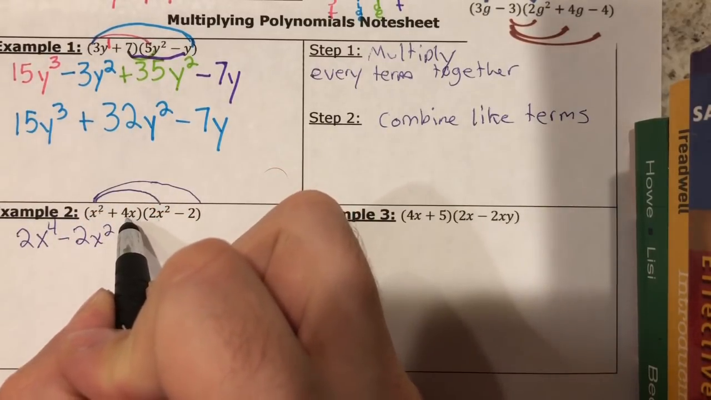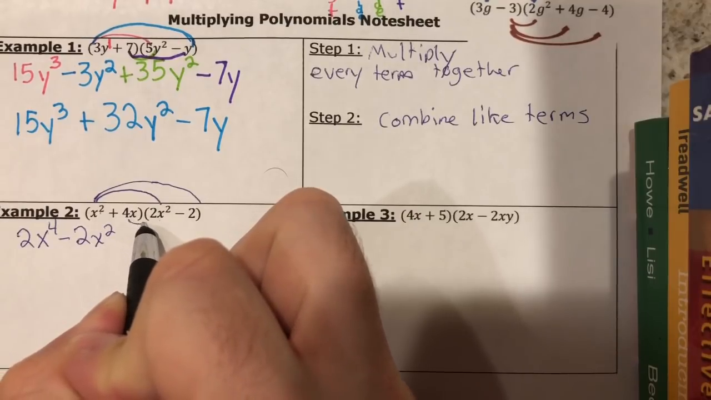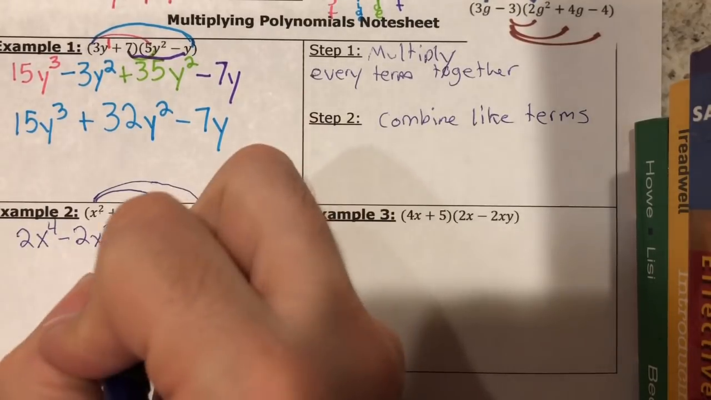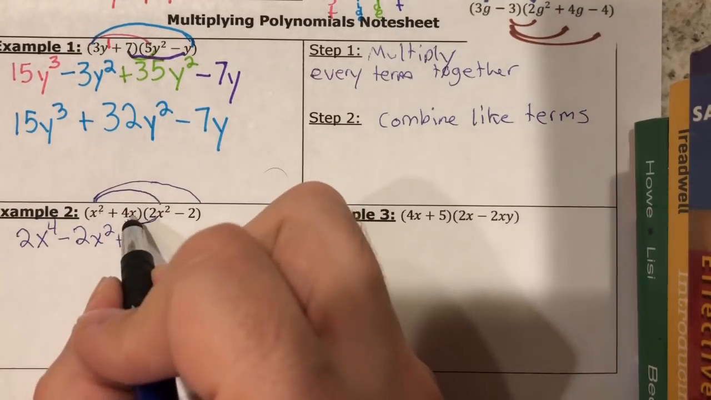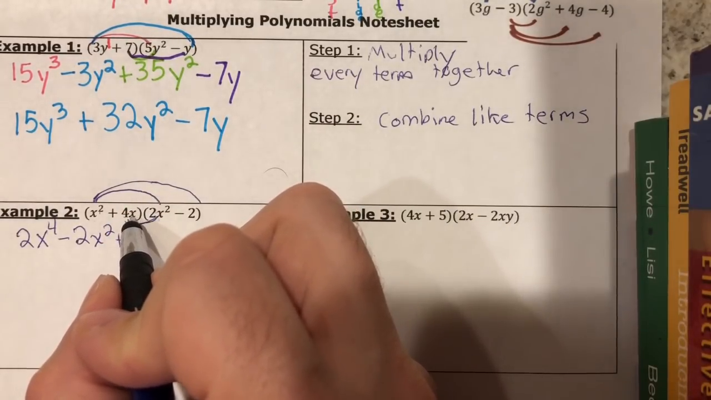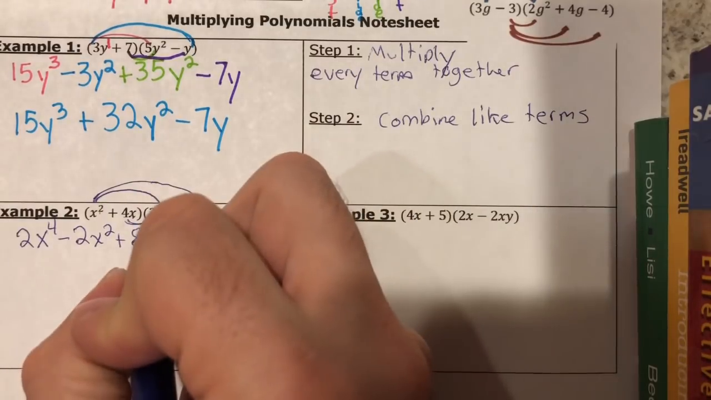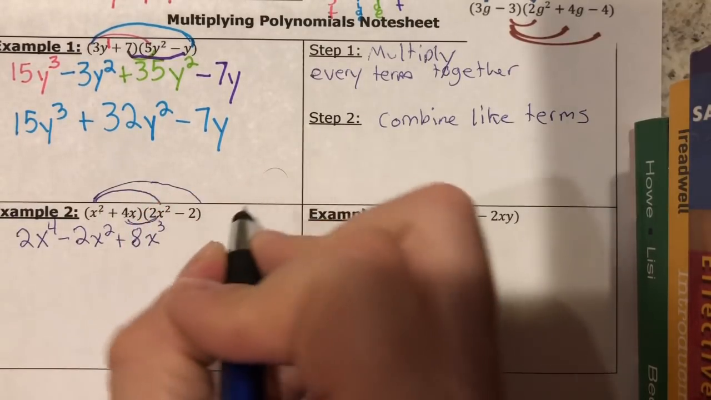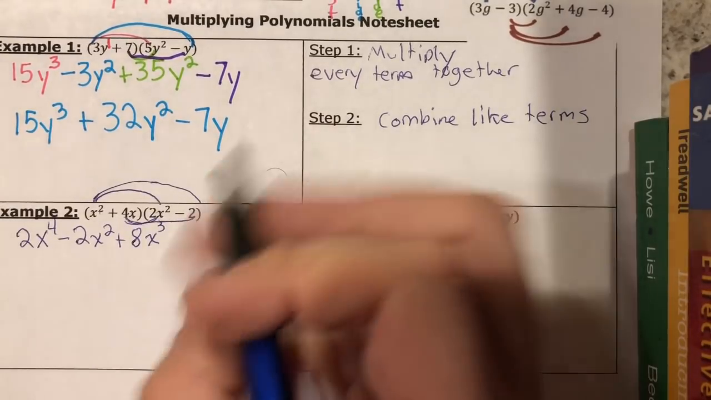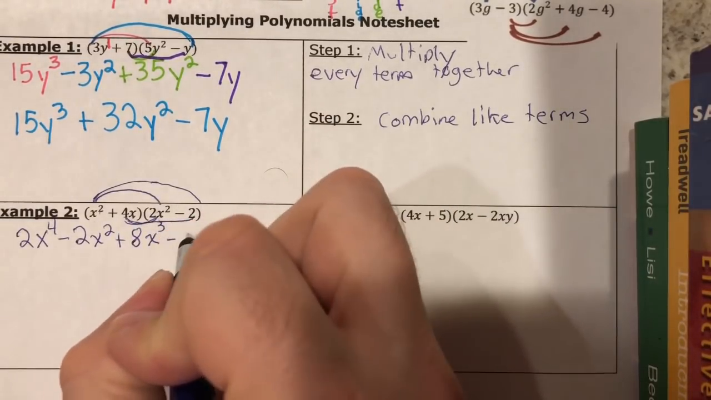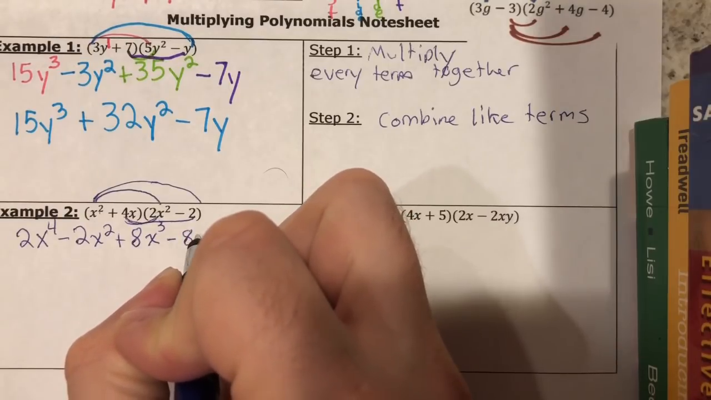And then we have 4x that we have to multiply by everything. So 4x times 2x squared. So 4 times 2 is 8. And then we move on to the variable. So x to the first power times x to the second power is x to the third power. And then finally, 4x times negative 2 is negative 8x.